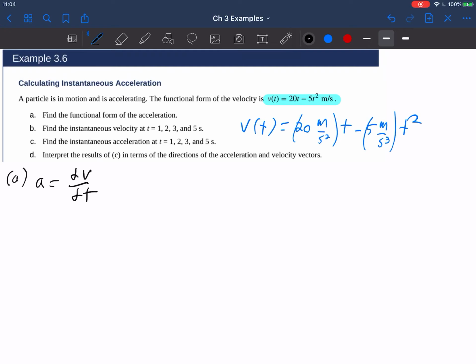Okay, so taking the derivative of this velocity formula, the t just goes away. I get 20 meters per second squared minus 5 meters per second cubed times the t squared just becomes 2t. Alright, so there I have an equation now for my acceleration as a function of time. Okay, 20 meters per second squared minus 10 meters per second cubed times time. And maybe I'll write it out for you like that.